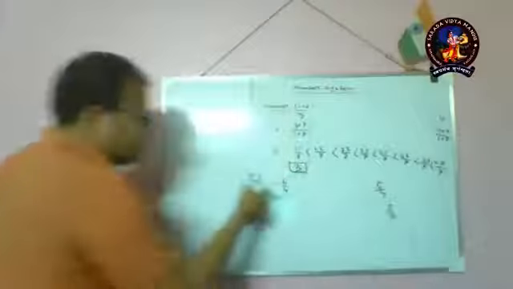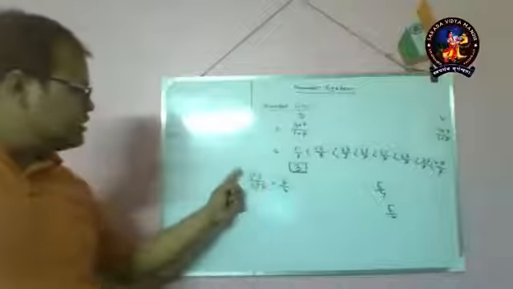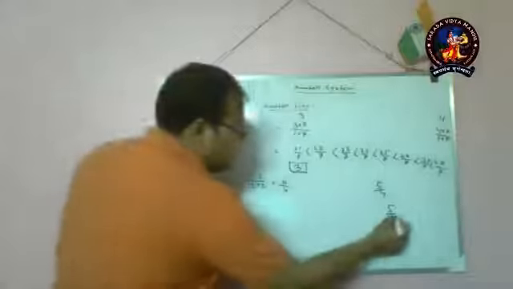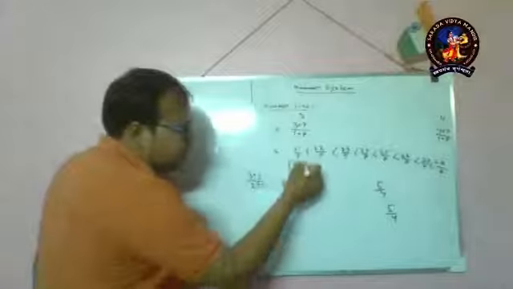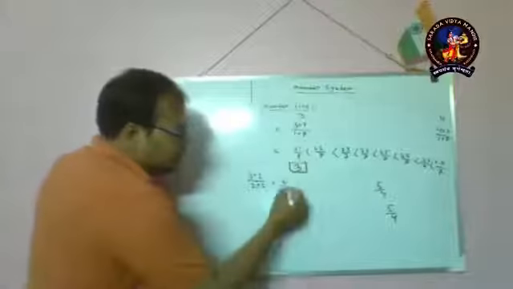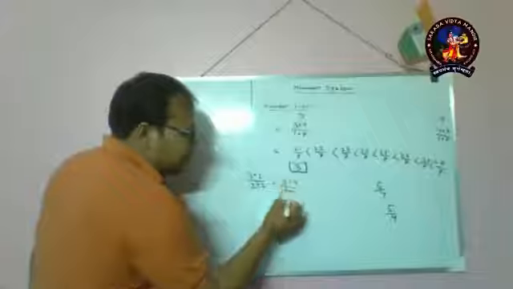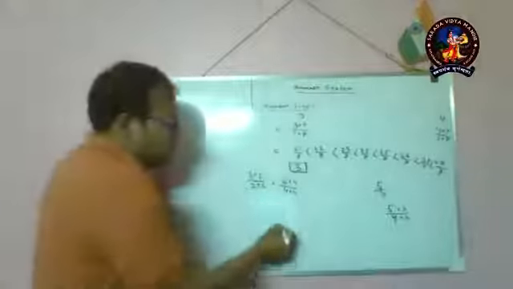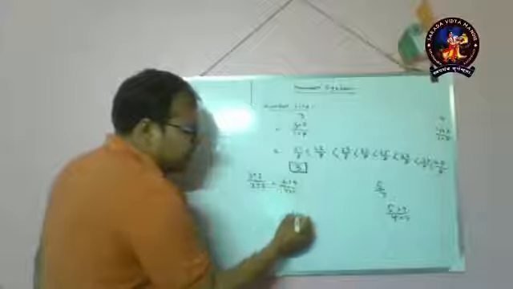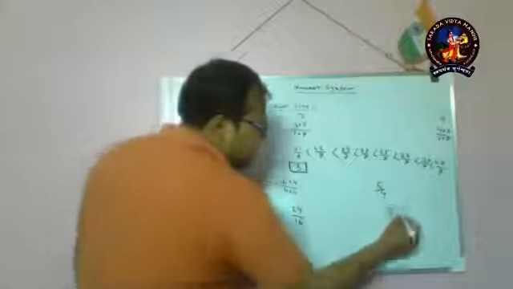And 6 by 4 is nothing but 3 by 2. It is not a new rational number. It is the same, it is equivalent. So 3 by 2 and 6 by 4 are equivalent. So we have now 6 by 4 and 5 by 4. Now we have to include 3 rational numbers between them. So we are going to multiply both the numerator and denominator by 4. So the numbers became 24 by 16 and 20 by 16.